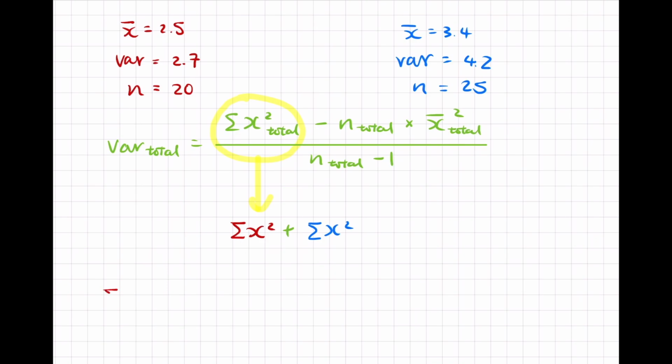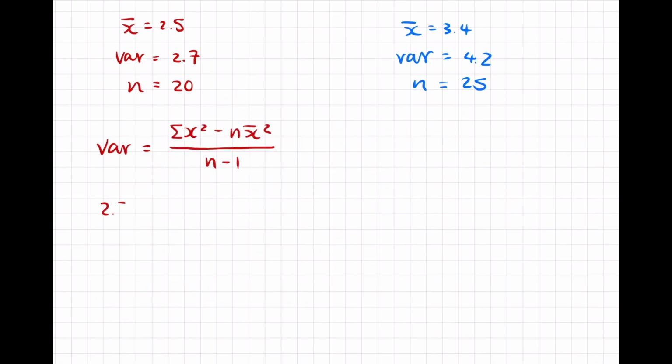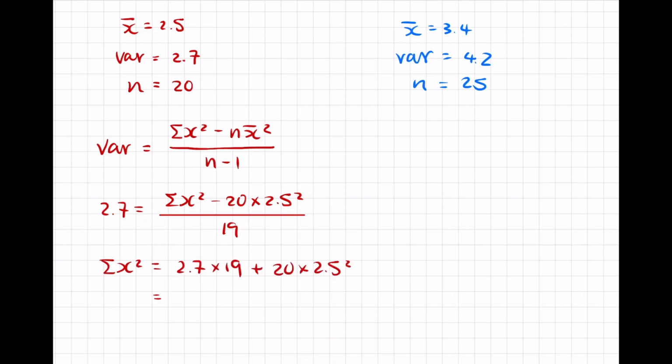With the first set of data, we are told variance equals 2.7. Variance is sum of x squared take away n mean squared over n subtract 1. Therefore, 2.7 equals sum of x squared, which is something we want to find, subtract 20 times the mean squared, which is 2.5 squared, and that's over 19. To work out sum of x squared, what I need to do is rearrange and solve for sum of x squared, and that gives us 176.3.